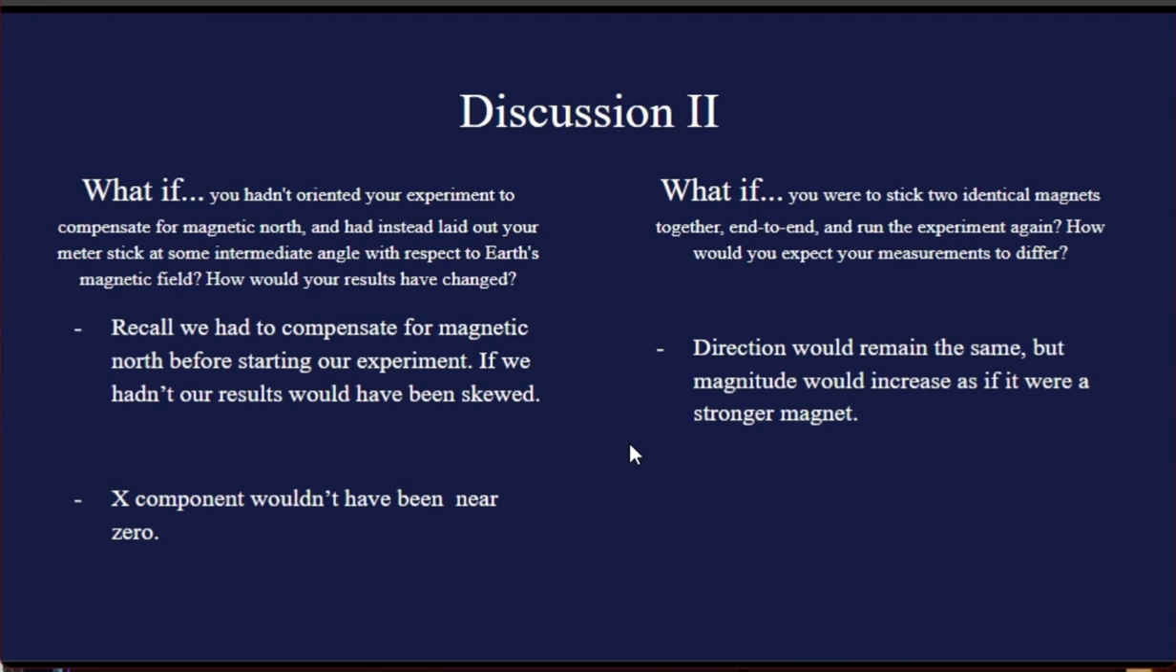And the second question is, what if you were to stick two identical magnets together? So how would this affect the results? So the direction would remain the same, but the magnitude would increase by that much. And it would just be as if it were a stronger magnet.